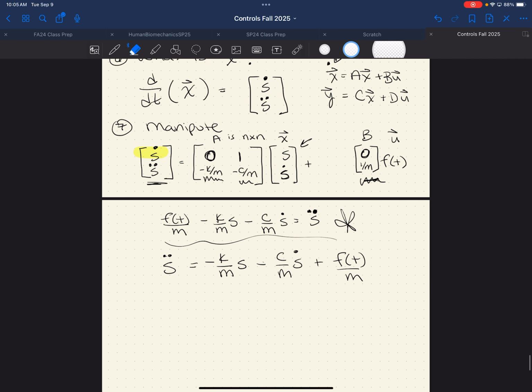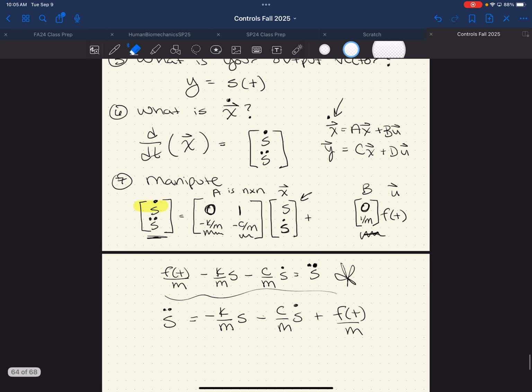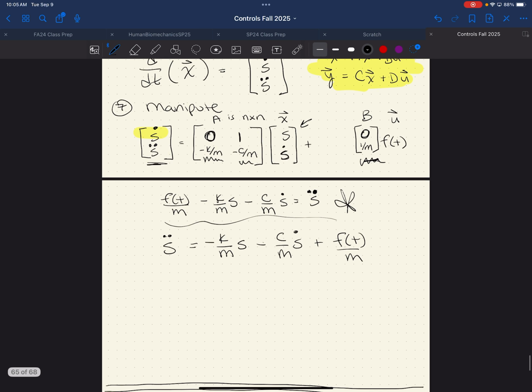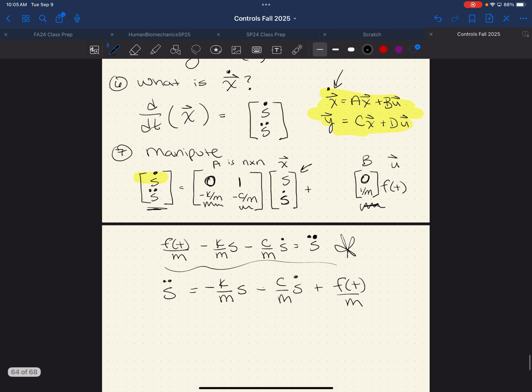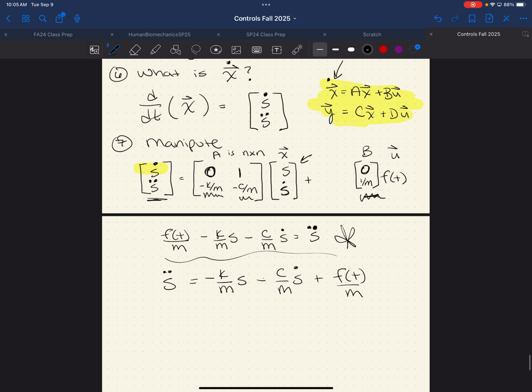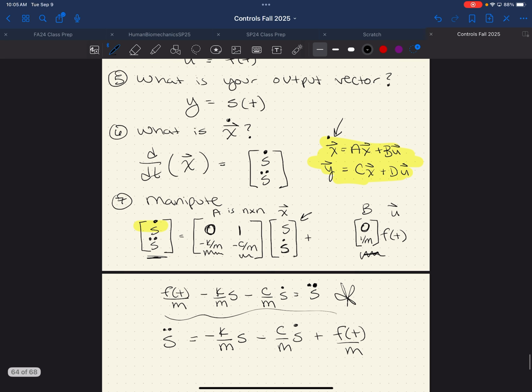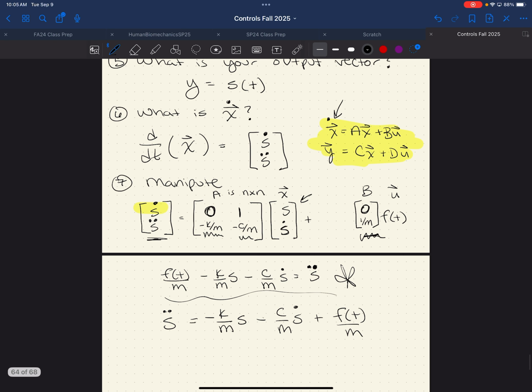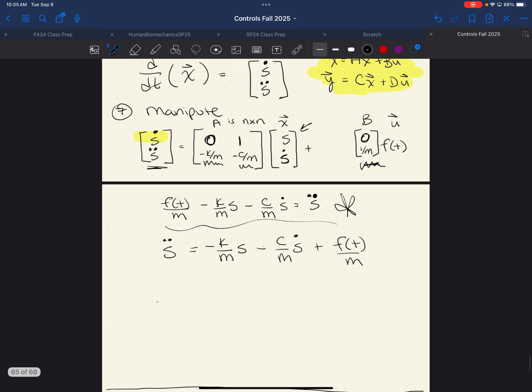Are we done? Did I find that? No. I only did the top part, C and D. We need to figure out this other equation, y equals Cx plus Du. So again, I'm going to start out by writing everything that I absolutely already know to be true. For one, I know what y is. I know that y is just s of t. So this is my y vector.